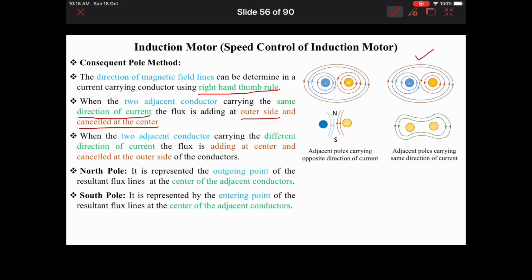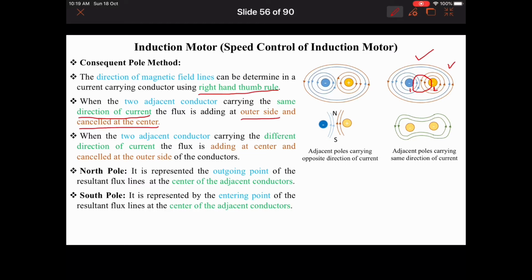As we can see in this picture, we have considered two conductors, conductor 1 and conductor 2, and the direction of current in both conductors is coming out, that is represented by the dot here. As per the right hand thumb rule, the direction of the magnetic field lines for both the conductors will be anti-clockwise. Therefore, the magnetic field lines will look as shown in this picture. So at the center we can see the magnetic field lines of conductor 1 and conductor 2 are opposite to each other, so they will cancel each other.